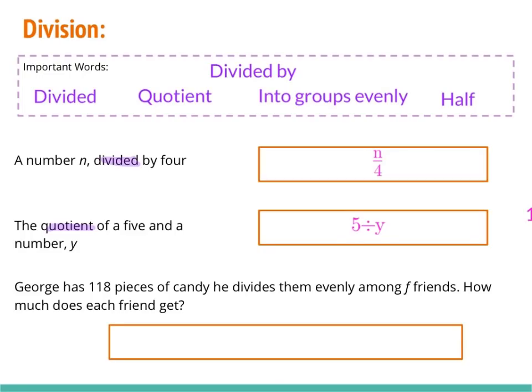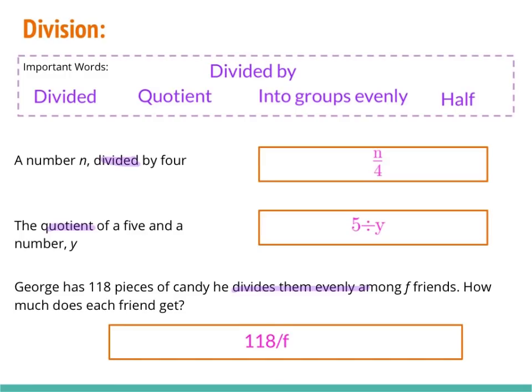George has 118 pieces of candy. He divides them evenly among his friends. So we see divides them evenly among F friends. So they gave us a variable. How much does each friend get? So again, since I saw the 118 first, I know that has to be my numerator and F came second. So that's my denominator or it comes second. So I'm going to write it as 118 divided by F, and that is another way to show division.